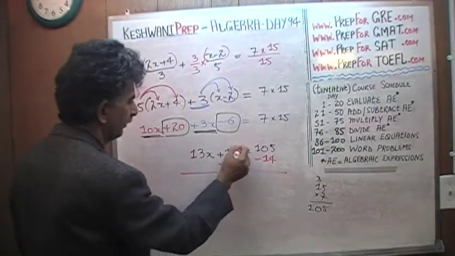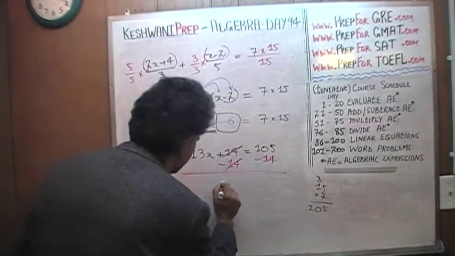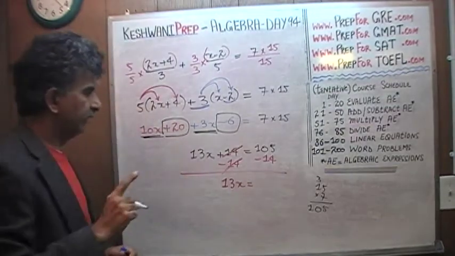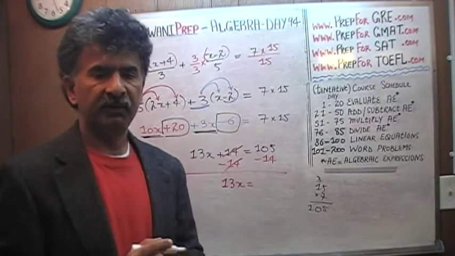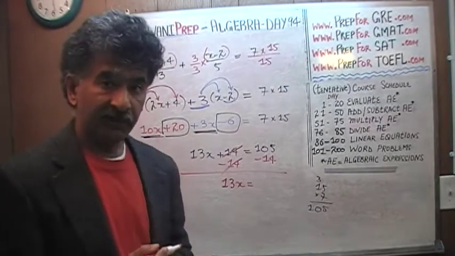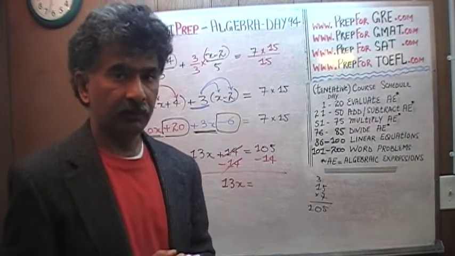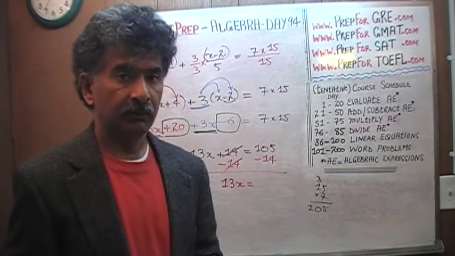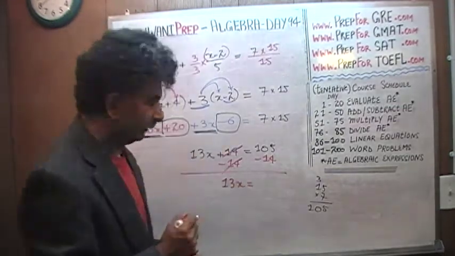Positive 14 and negative 14 is going to cancel out. Of course, that was the whole point. This 13x is going to come down. 105 minus 14. Well, 105 minus 5 would have been 100. Therefore, 105 minus 15 would have been 90. But we don't have 15, we have 14, so it must be 91.